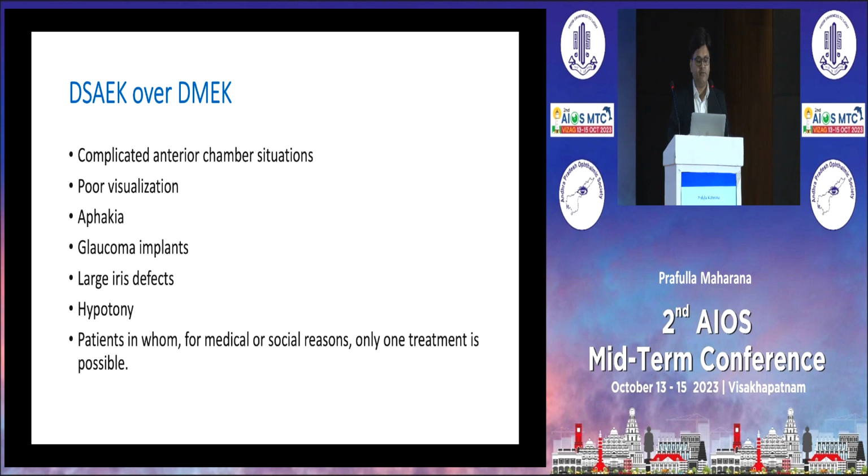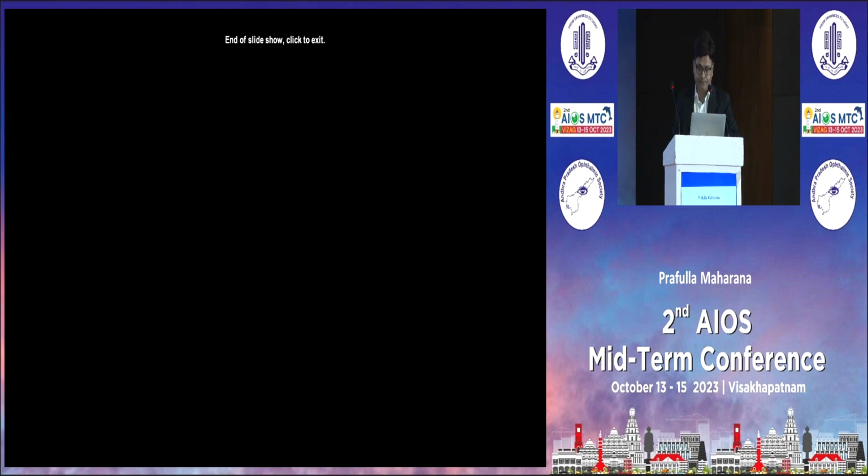So when you are dealing with cases with complicated anterior chamber situation, the visibility is not good, the patient is aphakic, and you don't have a choice to go back to the OR again and again, or the patient is having a glaucoma implant, operated trab with large iris defect, hypotony patient, or for medical, social or some reasons, maybe the health problems with the patient, you have only one chance. You cannot operate again and again in that patient. In all these cases, go for a more predictable surgery like DSEC rather than DMEC. With this, I'll conclude here. Thank you very much for the attention.